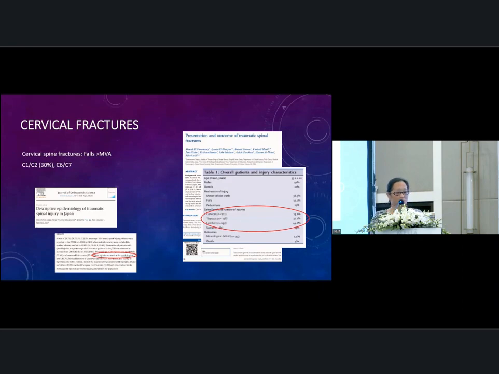First of all, we'll look at cervical fractures, most of which are due to falls and motor vehicle accidents. In trauma itself, the site of the fractures can vary. Usually it tends to be more in the lumbar spine, but this is an example of one of the papers showing variability in the position of the fracture. When there is spinal cord injury, however, almost certainly the cervical spine is involved.